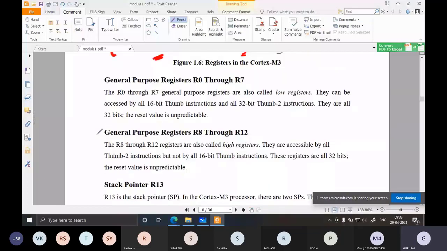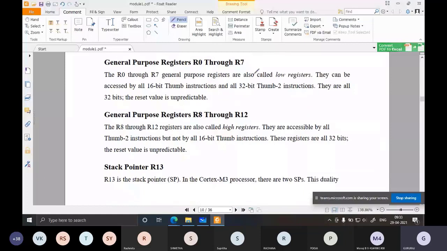So now we shall come to the general purpose registers R0 to R7. As I told, they are called low registers. All these are 32 bits. They can be accessed by 16-bit Thumb instructions as well as 32-bit Thumb-2 instructions, both. They are all 32 bits and the reset value is unpredictable.